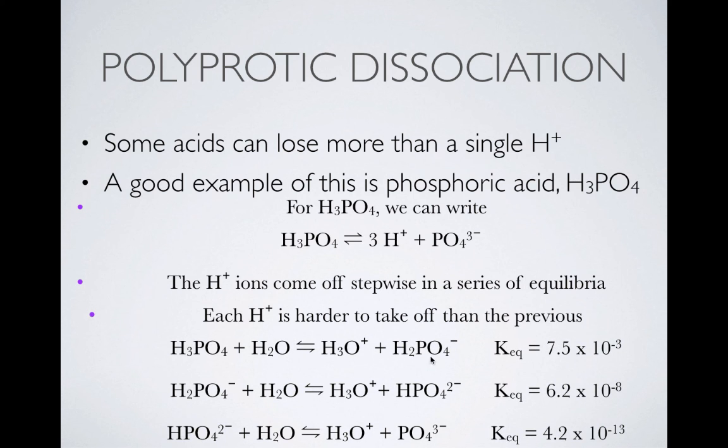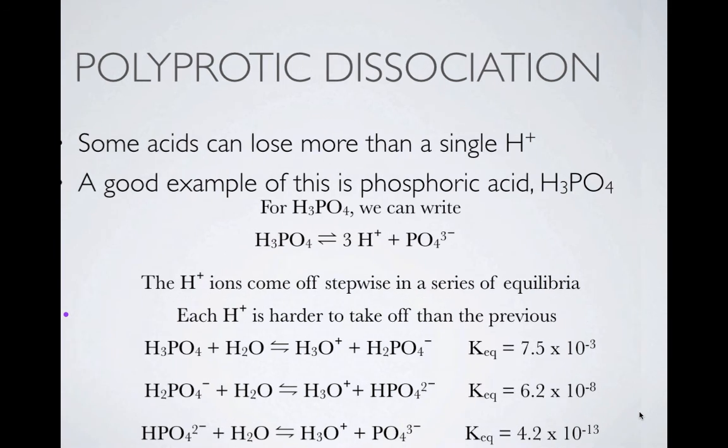So here's our first equilibrium constant. This would also be called Ka1 to indicate that's a Ka for the first hydrogen, and we're looking at 7.5 times 10 to the minus 3. Second hydrogen, so this could also be called Ka2, 6.2 times 10 to the minus 8, and then of course this third hydrogen, extremely difficult to take off, and that would be Ka3, 4.2 times 10 to the minus 13. So you can see we have a factor of about 100,000 less for each step trying to take that next hydrogen off that acid.